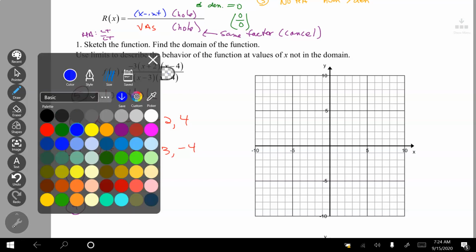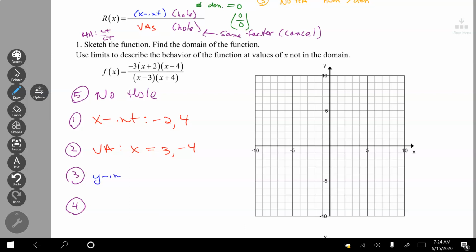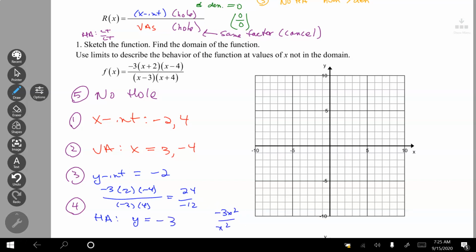Feature number 3 is a y-intercept. I'm going to plug in 0. Don't forget the -3 up front. So -3 times 2 times -4 over -3 times 4, and I get, let's see, 24 over negative 12, so I get negative 2. And then finally, my HA: well, leading term on top, if I multiply it out, would be negative 3x squared over x squared. I get negative 3 as my HA.